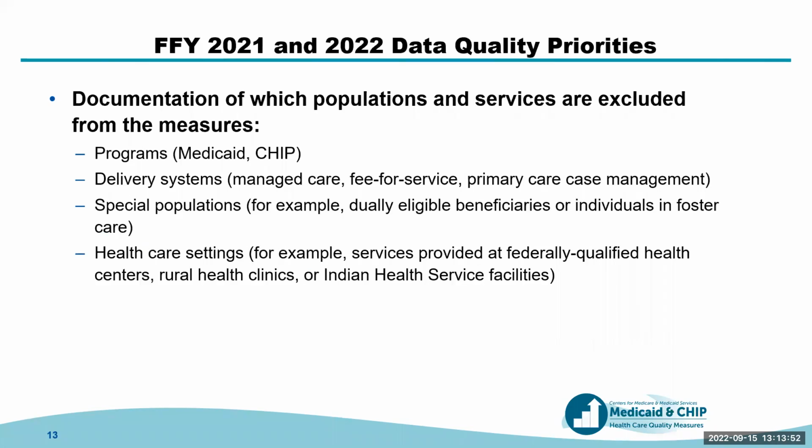So now we'll go into a little bit more about the data quality priorities. States should document which populations and services are excluded from their calculations of each measure. So for example, please document exclusion of beneficiaries by program, namely Medicaid and CHIP, by delivery systems such as fee-for-service or managed care, special populations like dually eligible beneficiaries or individuals in foster care, and specific healthcare settings. Next slide, please.